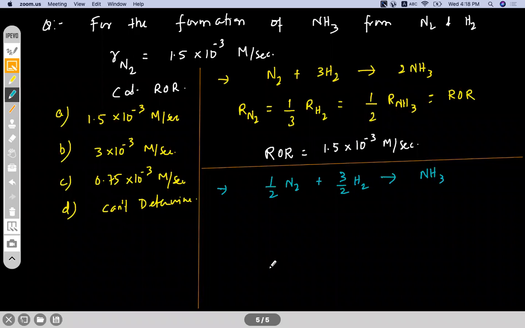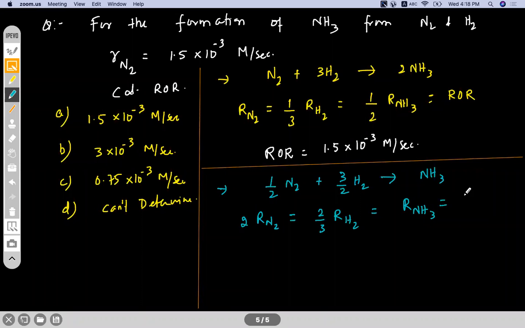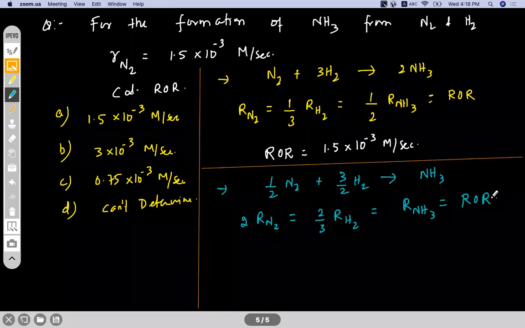So if I write down the expression, it will be 2 times of R of N2. Correct me if I'm wrong, if there is a calculation mistake. This would be 2 by 3 of R of H2 is equal to R of NH3 equals ROR. Isn't it correct? Can we say this?